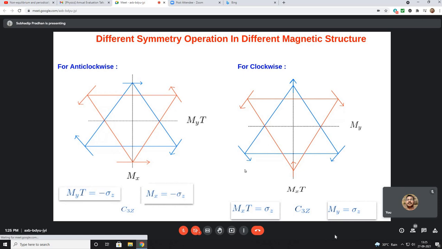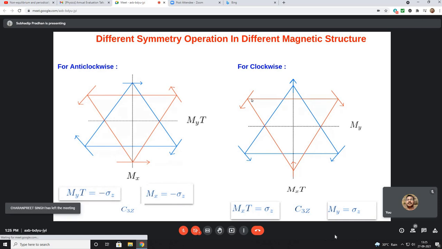And for clockwise, similarly, if you take just these two spins, you can see that for the MY mirror operator, there is a MY symmetry. Just this moment is transforming to that moment. And along the H direction, this moment will be in that direction for the MX operation. So we need another time reversal symmetry MXT, which will bring this spin back to that direction. So there is MXT, MY symmetry, and C3Z symmetry. So those are the two symmetries.